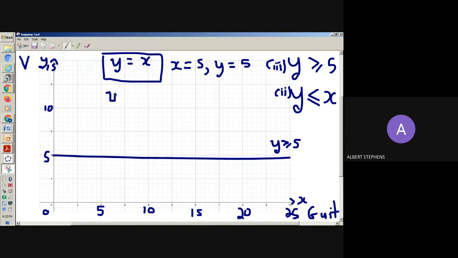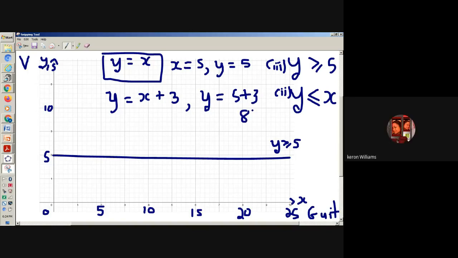Suppose my equation says y is equal to x plus 3, and I put 5 in that. What would y be equal to? Y would be equal to 5 plus 3, which is 8. Do you see that? But this is not our equation. Our equation is very simple. It's just y equals x.